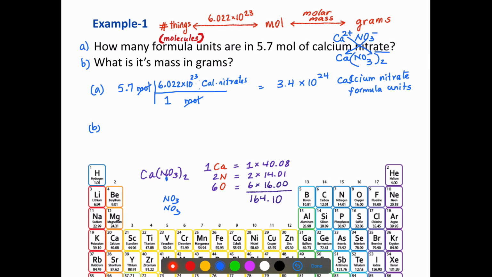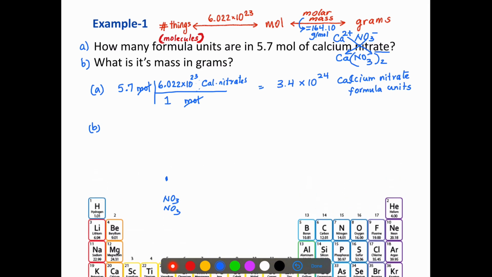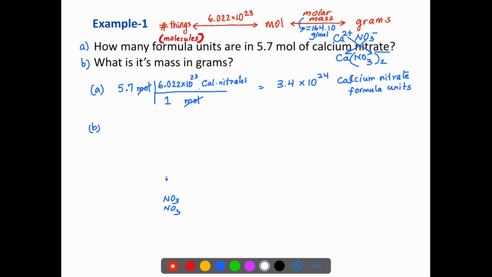I'm going to go ahead and put that. Molar mass is 164.10 grams per mole. Okay, let me get rid of the periodic table and this one. Okay, there's no eraser in this presentation, so I have to use my pen to do that. Okay, anyway. So we have the molar mass. So let's start the problem.